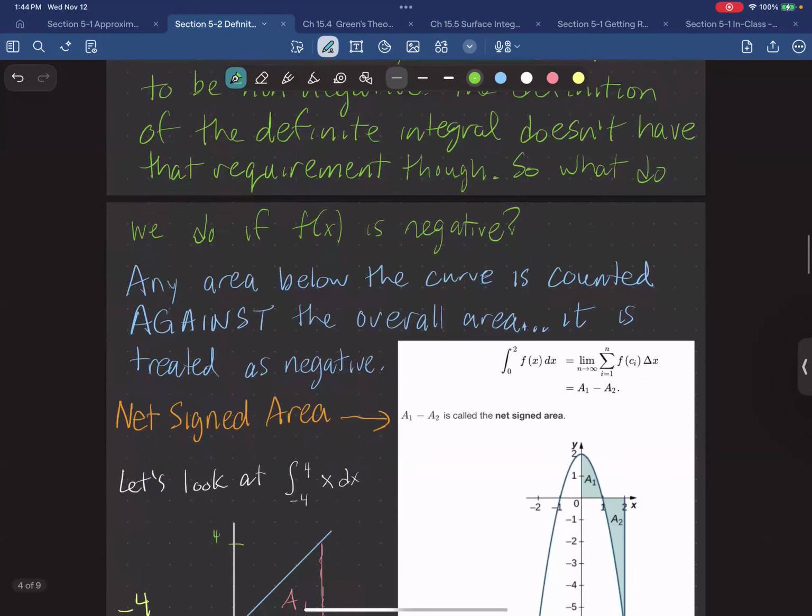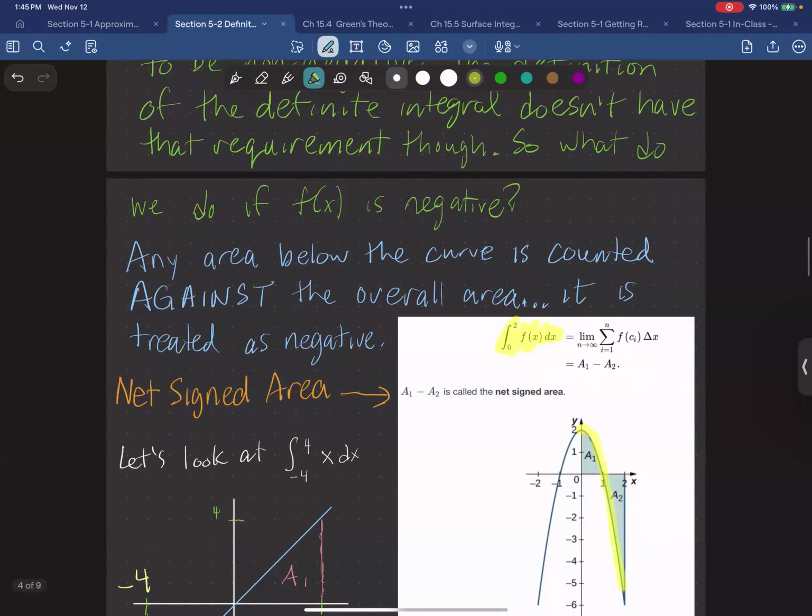Let's say we're getting this region right here, and we're doing the integral from 0 to 2 of f of x dx, and we see f of x is like that. It's doing the area between that value and the x-axis. If it's above 0, it's positive, but if it's below 0, like down here, it's negative. So we could say A1 minus A2, or another way of looking at it is A1 plus negative A2, because A2 is a negative area.